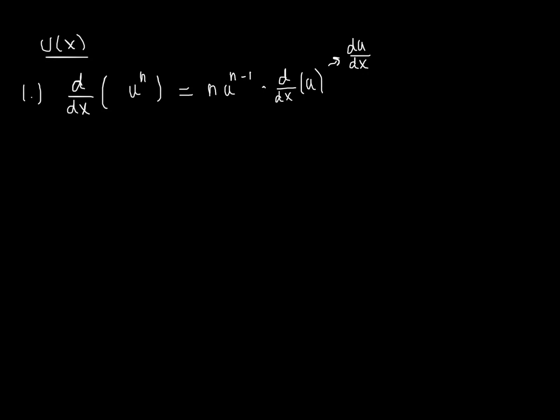The second one that we learned is for exponential functions. So if I'm taking the derivative with respect to x of e raised to the u power, well, what I first do is I take the derivative of the outside function. The outside function is taking e and raising it to some power. And when that's the function, the derivative of that is just e to the u again.